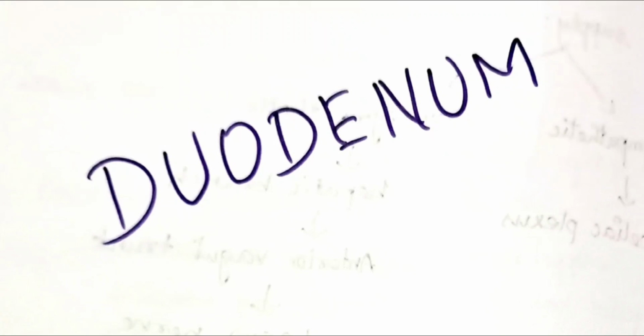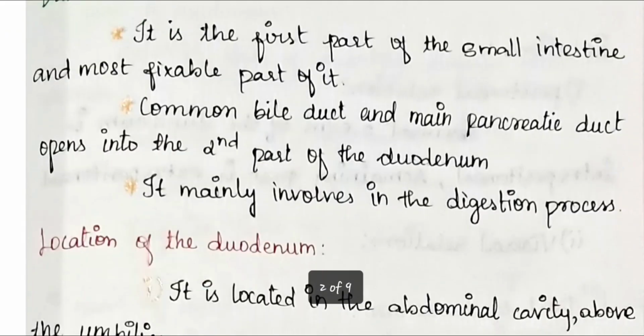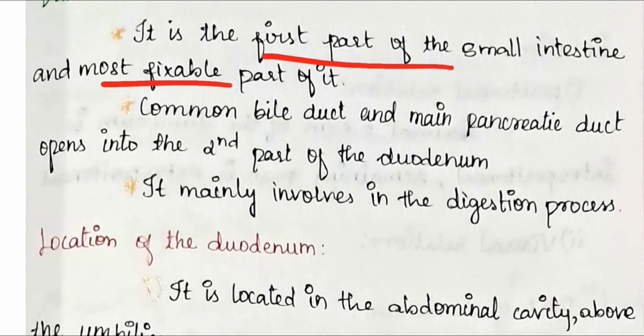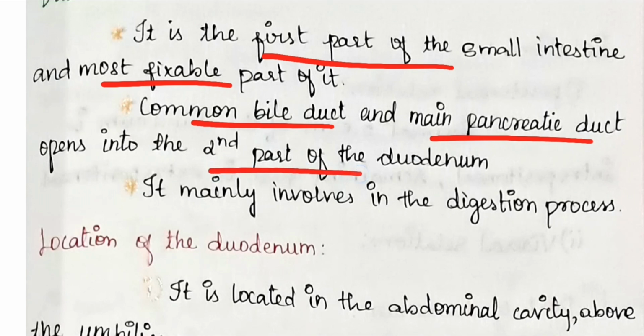Topic is the duodenum. The duodenum is the first part of the small intestine. So now we are going to discuss the duodenum. As I said, it is the first part of the small intestine and it is the most fixed part of the intestine. Mainly the common bile duct and the pancreatic duct open into the second part of the duodenum and secrete their secretions into the duodenum, and all of it is involved in the digestion process.